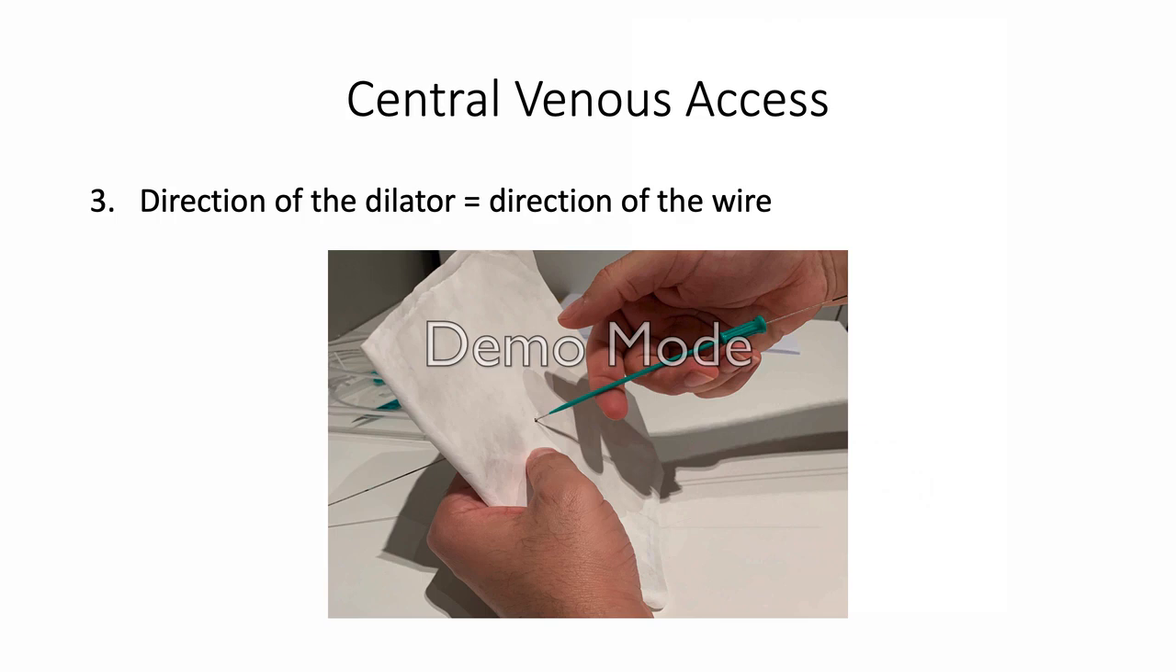The third tip, the direction of the dilator should be equal to the direction of the wire, which means if you angulate your dilator up or down against the direction of the guide wire, this will result in kinking of your guide wire and subsequent problems with the insertion of the catheter.